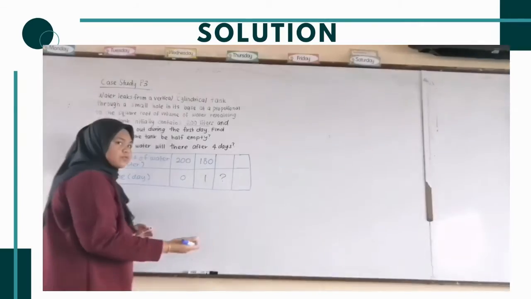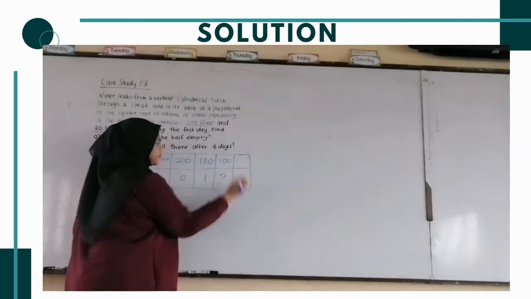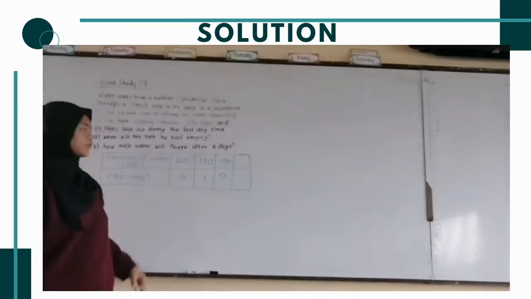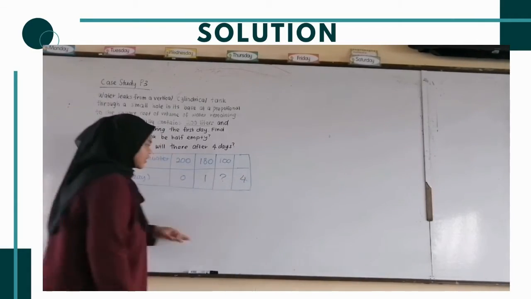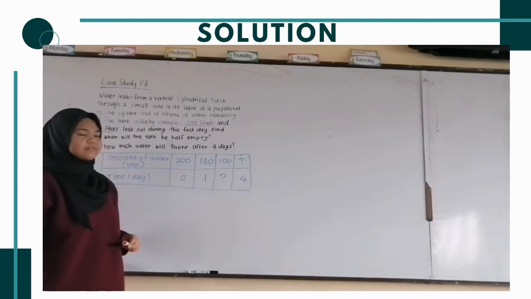So if the water will be half, the volume of water is 100. And the next question is how much water will be there after 4 days. So after 4 days, how much volume is left?